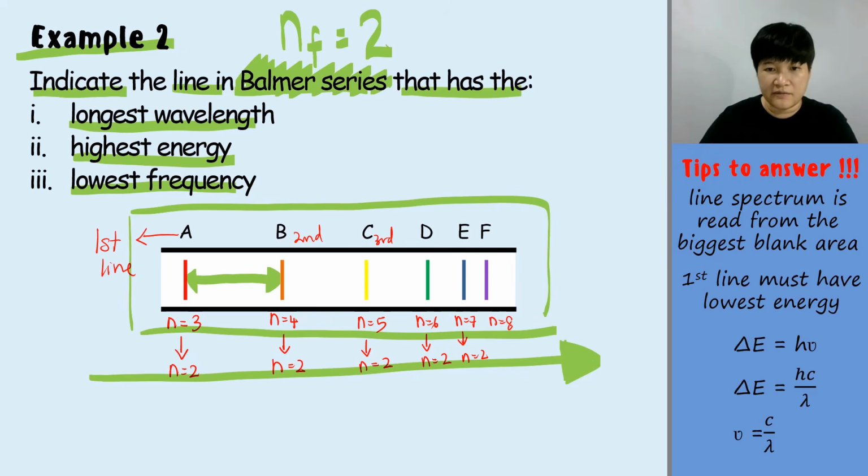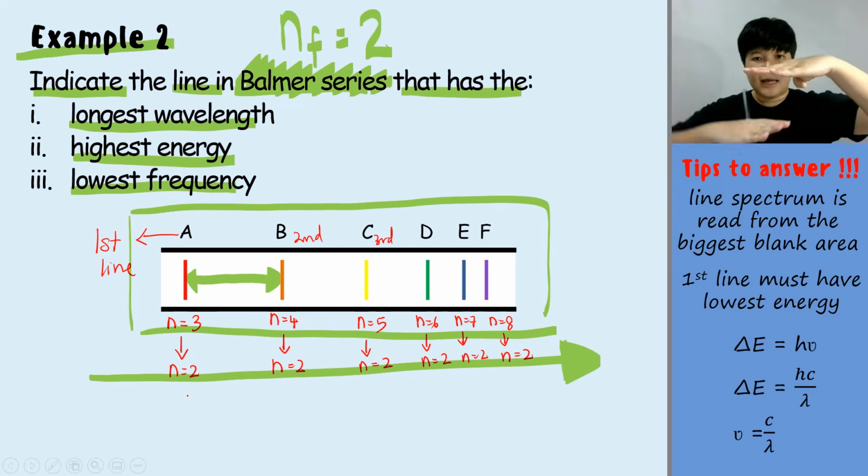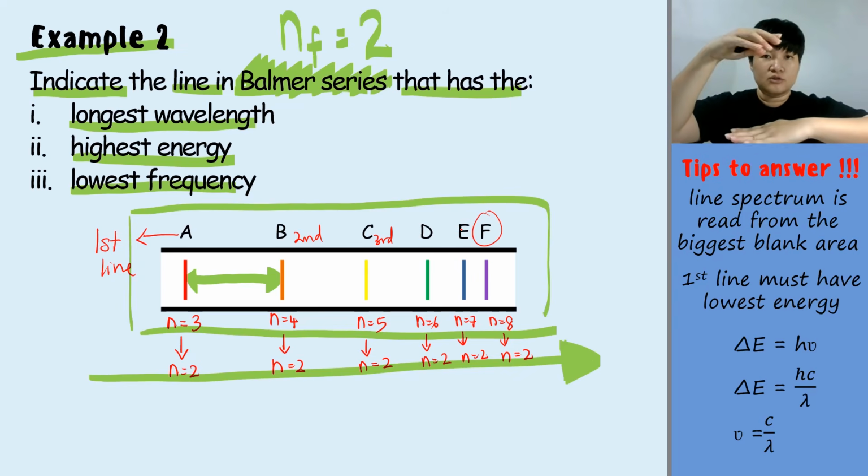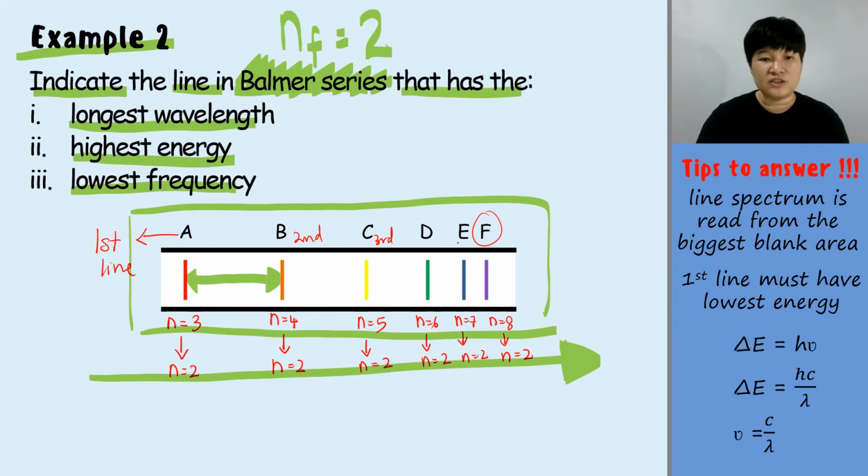This will make your life easier in case you don't remember which one has higher energy. It's not needed to memorize which one has higher energy, guys. Just work this out. Look at the energy level. The first line is between 3 and 2, a small gap. The last line, line F, is between 8 all the way to 2. So the gap between 8 and 2 is larger. Therefore, delta E is higher, so delta E is increasing.